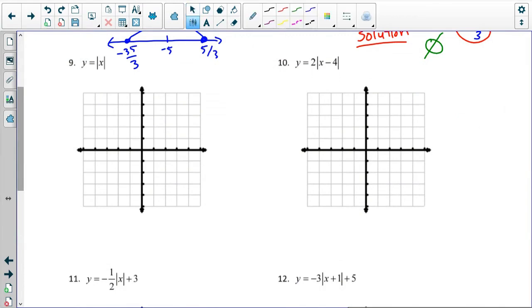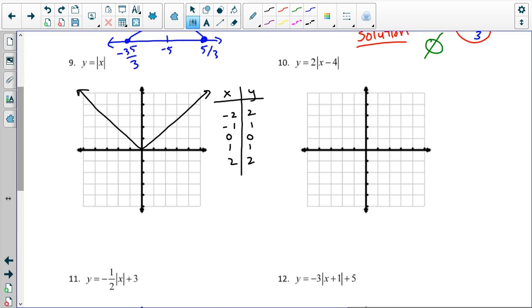Number 9, absolute value graphing. So if I plot some points, it's very clear that absolute value graphs end up looking like V's. Okay, so it ends up looking kind of like a V. What we have to understand is that if I substitute 4 in for x here, 4 minus 4 gives me 0. So 2 times 0 gives me 0 for y.